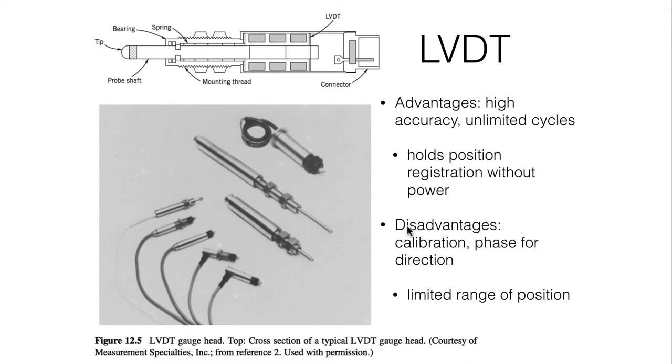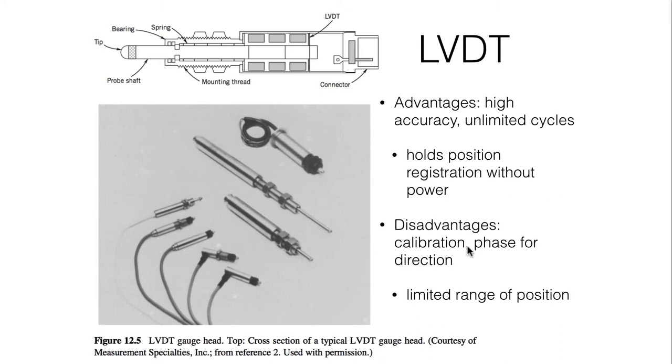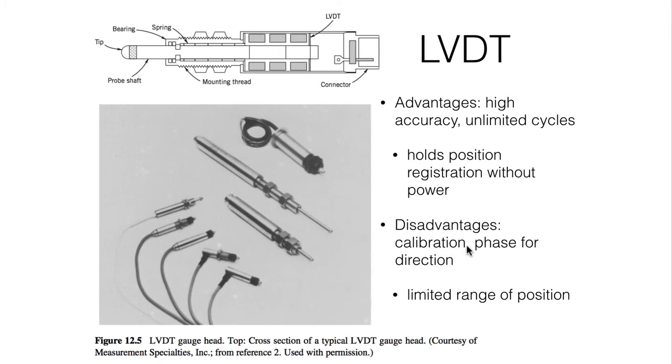Disadvantages, I've still got to calibrate this thing, and the higher precision it is, the better my calibration is going to have to be to get the full advantage of that precision. I need to resolve the phase of the AC voltage that's coming out in order to figure out the direction. And I've got a limited range of position. So these will find some limited applications where you're trying to get really high accuracy position measurement.